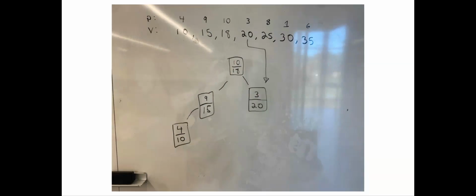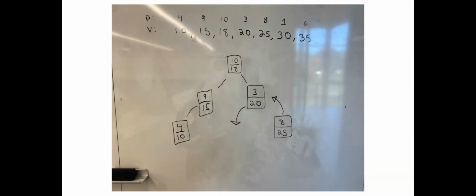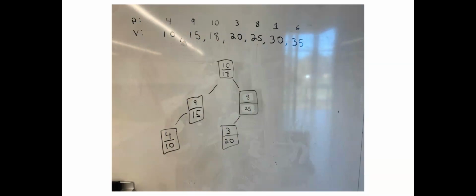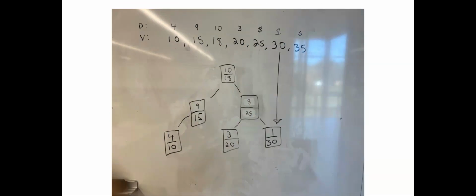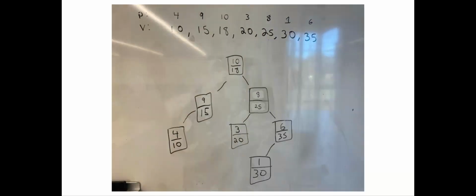Next, 3 and 20. 3 is good there and 20 is good there, so we'll leave it. 8 and 25. We see that the priority 8 is a larger value than 3, so we'll rotate it. 20 is less than 25, so it is a left child. 1 and 30 looks good there. 6 and 35, same thing. 6 is greater than 1, so let's rotate. 30 is less than 35, so it is a left child.